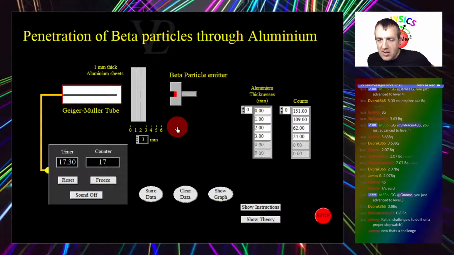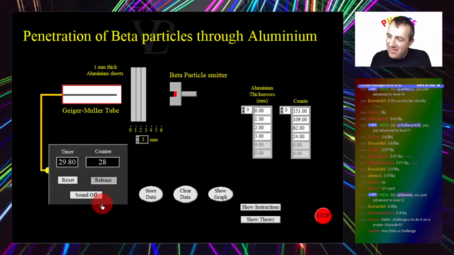Jamie says, I challenge you to do it on a proper stopwatch. Yeah, I'm not going to be able to do it. No chance. 27, 28, 29. Oh! So close. Oh, I'm disappointed with myself.